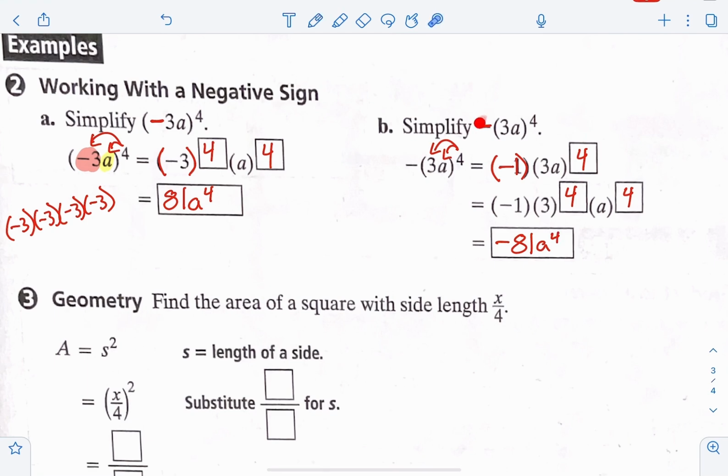Okay, so if the negative is floating on the outside, your answer is going to be negative. If the negative is floating on the inside, it stays on the inside, and it will depend on how many your exponent is as to whether it ends up being positive or negative.